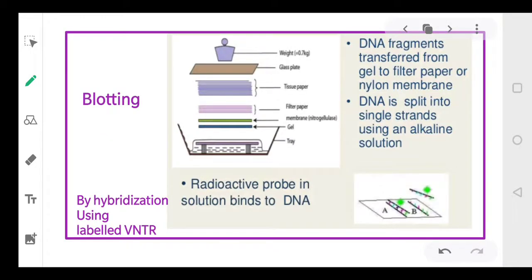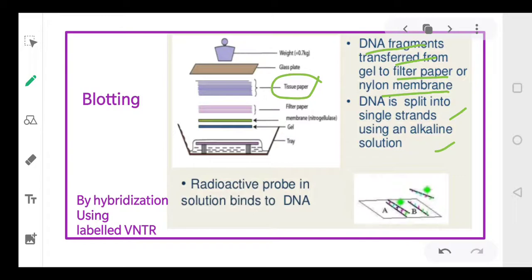Now then, what will we do? The DNA fragments will be transferred from the gel to filter paper or a nylon sheet. They will be transferred to the nylon sheet, and the DNA is split into single strands using an alkaline solution. Right, everyone? Now, suppose you have a gel. From the gel, we will transfer it onto tissue paper or a nylon sheet. We can use any one of them, right?